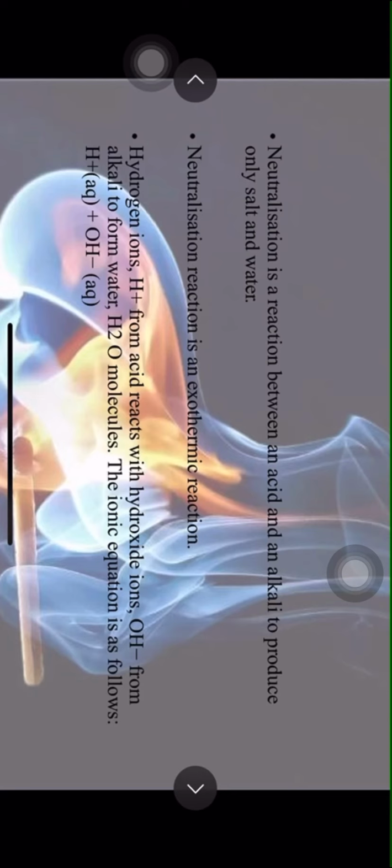Hydrogen ion H+ from acids reacts with hydroxide ion OH- from alkali to form water, H2O molecule. Write down the correct chemical formula like this, class: H2O. The ionic equation is as follows: H+ (aq) + OH- (aq) → H2O (l).